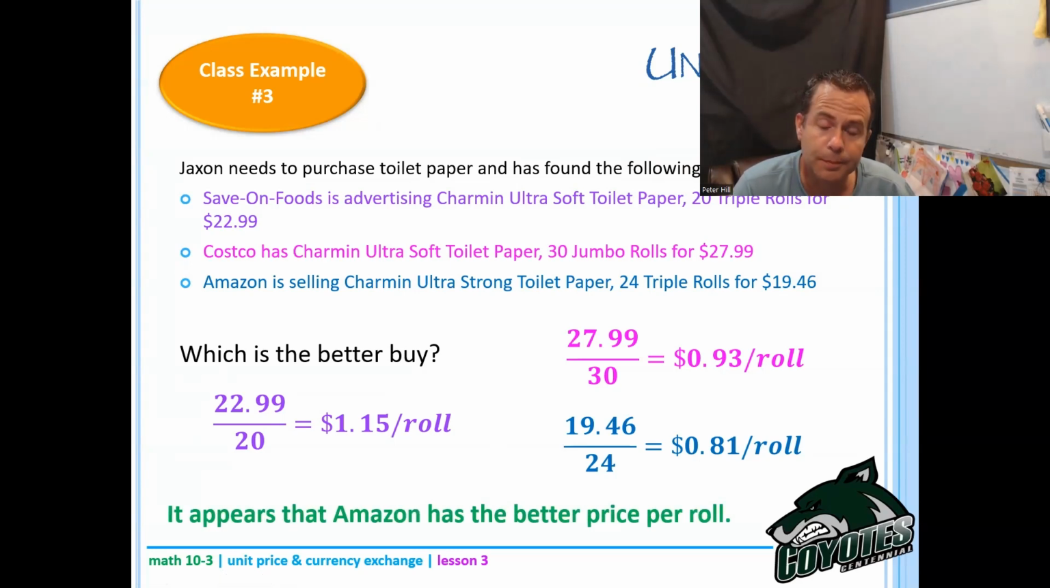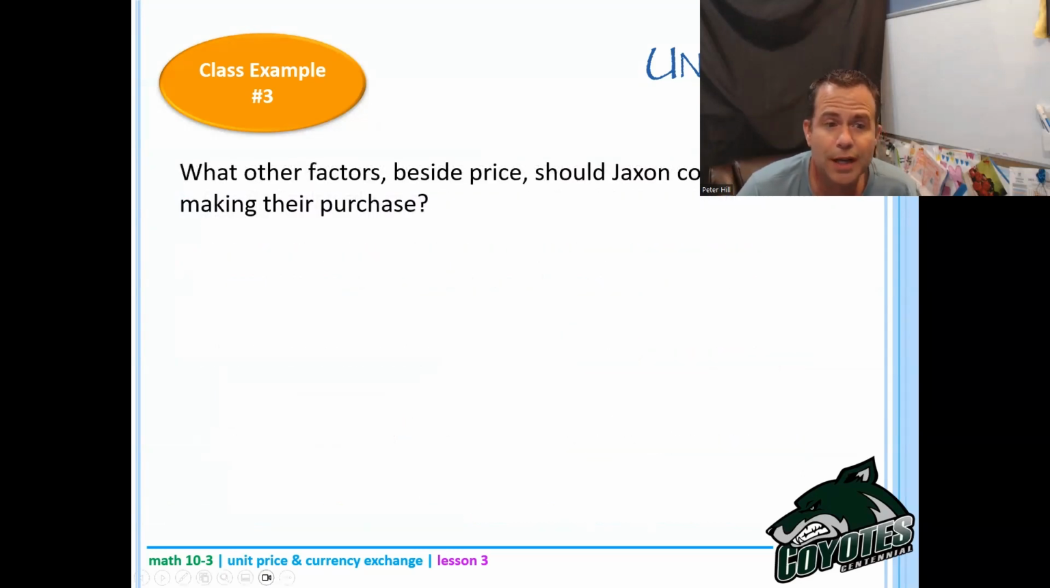Okay, now, more important is the next part of this question. What other factors beside price should Jackson consider when making the purchase?